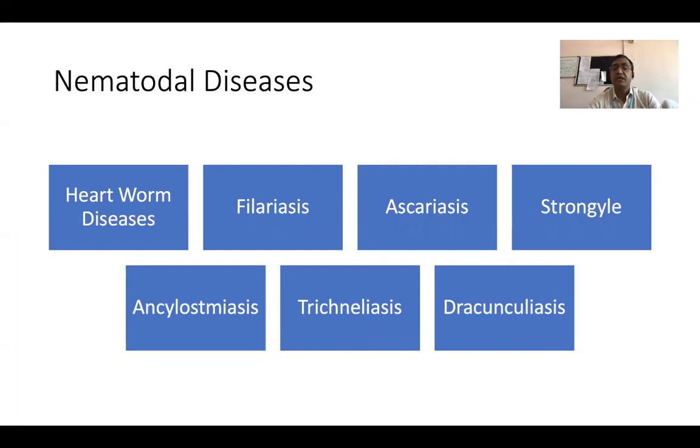So there is no need of loading these parasitic diseases. You can refer to them, whatever the diseases are, because heartworm I have already taught. So you can refer to the heartworm of canine, and almost similarly, like the canine heartworm disease, that is rampant in the wildlife. Filariasis, as you told, even the eye worms. So most of the filarial worms are creating a problem as nematodal worms in the wildlife.